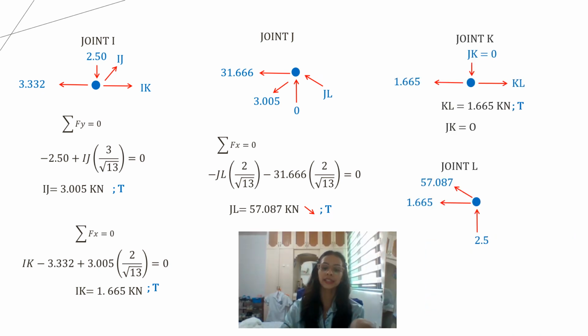And for our joint K, we have to find the KL, which is the only missing. This is our IK, and JK is equal to 0. So since IK and KL are equal, it is the same as 1.665 kN tension since it is pulling our truss. So for joint L, all the joints are already given.